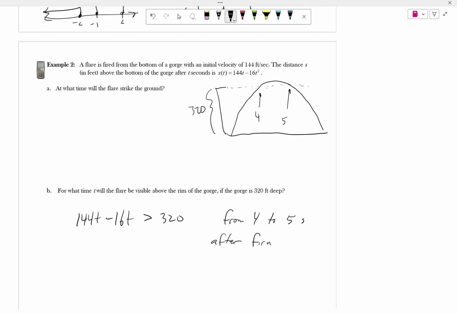Would it make sense to put 1 as an answer? Like 1 second above 320. Yeah, as long as your work supports it and it's a word problem, so you can say it was visible for 1 second. I think that would make perfect sense if I see the 4 and the 5. I think it's a little bit ambiguous, isn't it? For what time t will the flare be visible? As a math teacher, I interpret that I want to know the t value, so from 4 to 5. But I could see where 1 second makes sense. You do 4 to 5, which is 1 second.